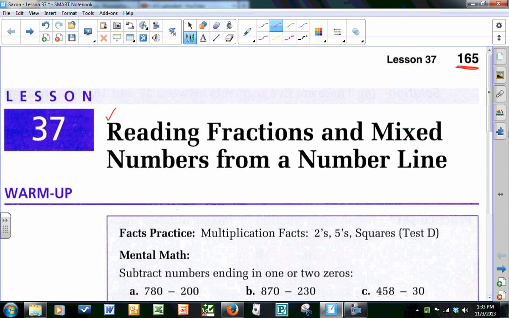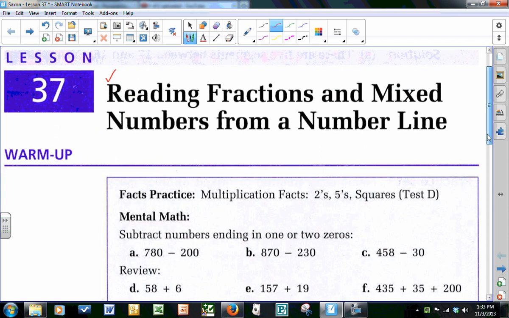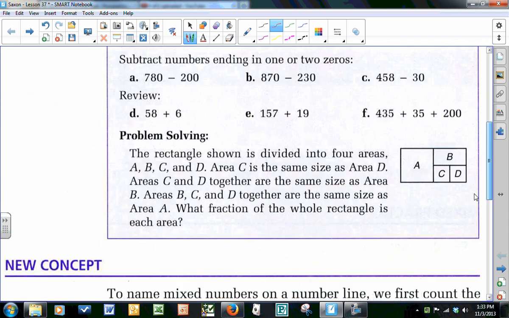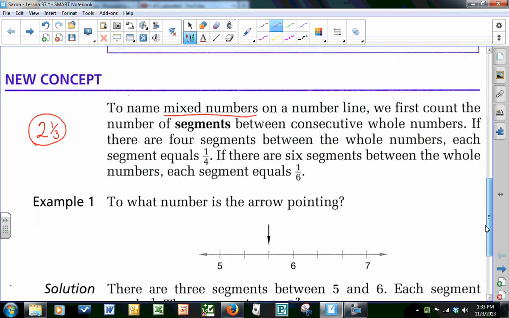If you were here earlier, we did mixed numbers in lesson 34, I think it was. So if you're not sure what a mixed number is, let me just remind you. A mixed number is a whole number, like 2, and a fraction, like 1/3. This whole thing right here is called a mixed number, and we're going to practice reading them on a number line.